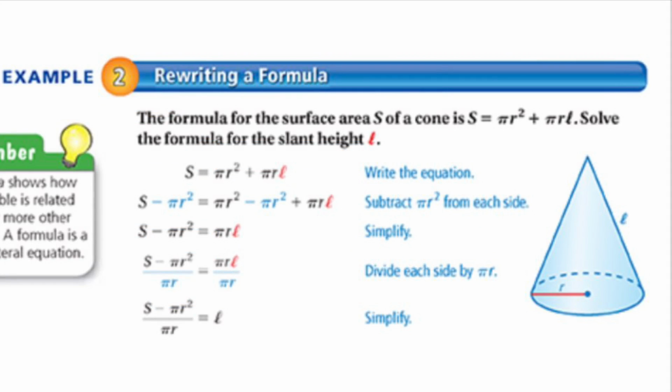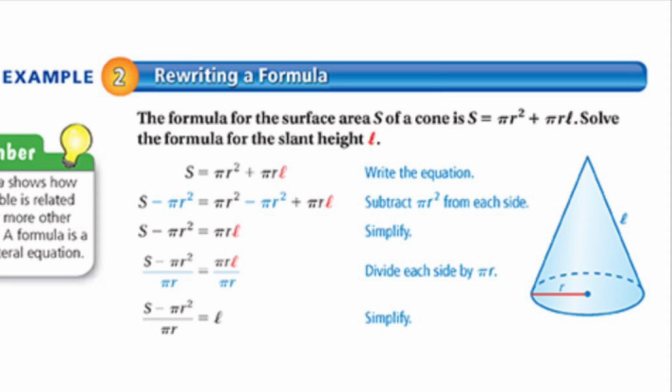Example 2, rewriting a formula. The formula for the surface area S of a cone is S equals pi r squared plus pi r L. Solve the formula for the slant height L. So first, we'll write out the equation: S equals pi r squared plus pi r L.